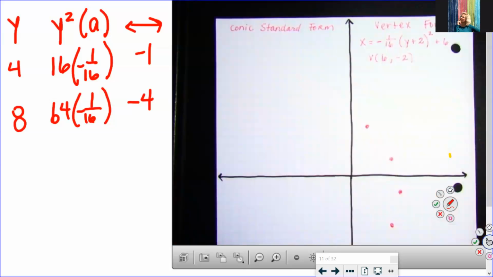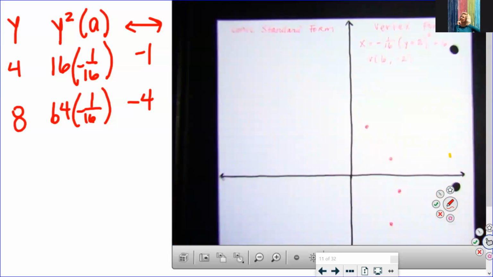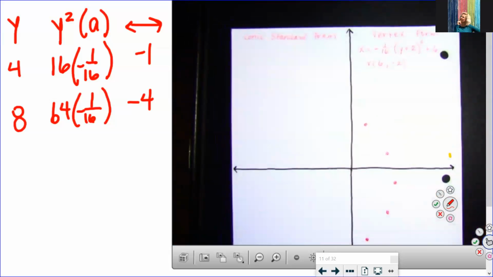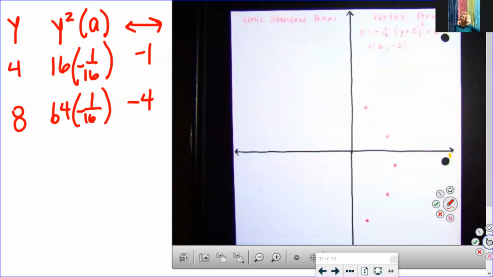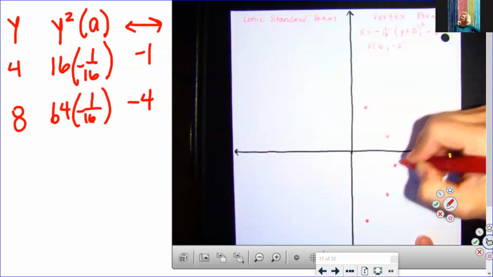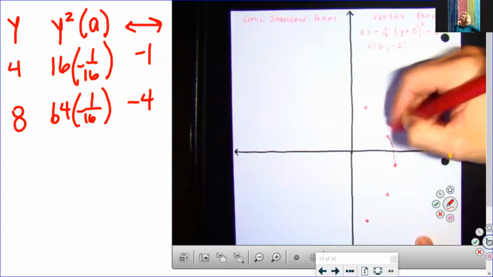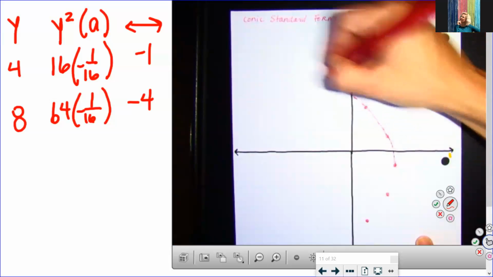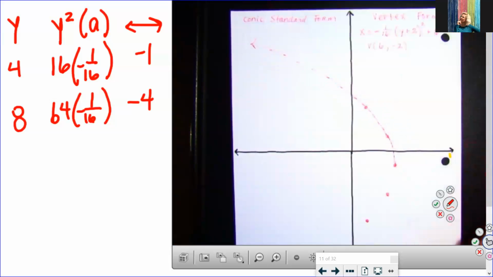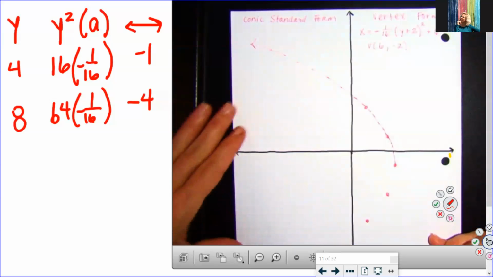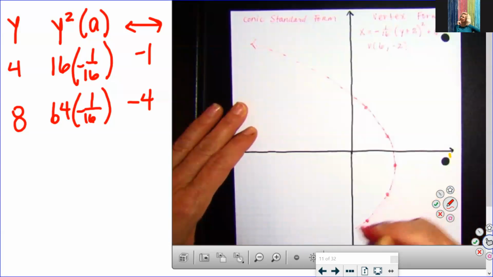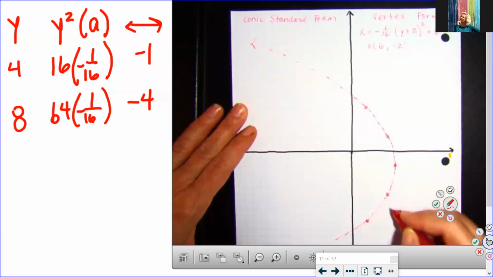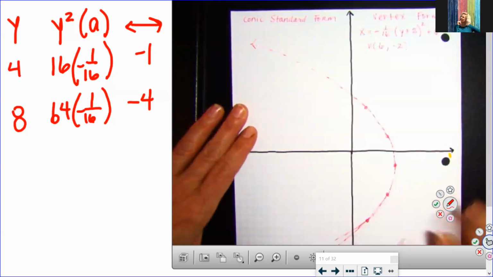Okay, you guys can kind of see that curve. Sketch the best you can. It's a pretty wide parabola here. Whatever's being squared, so you're going to isolate y to put it in conic standard form.